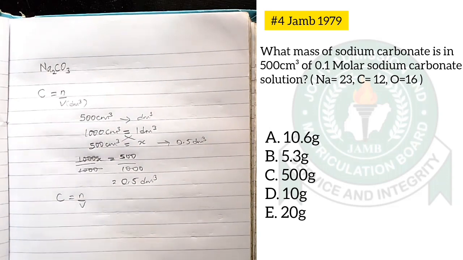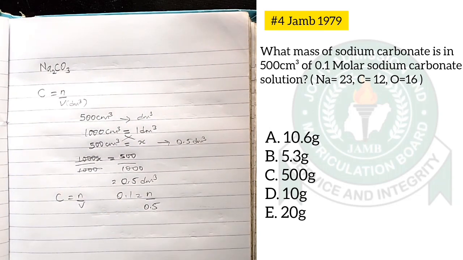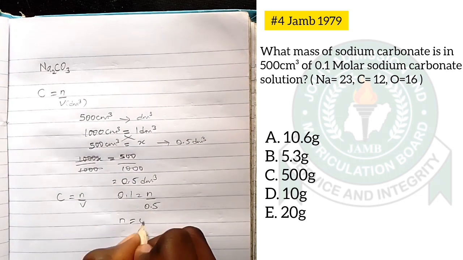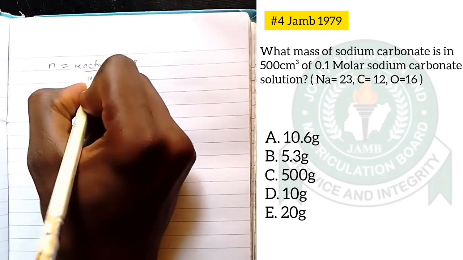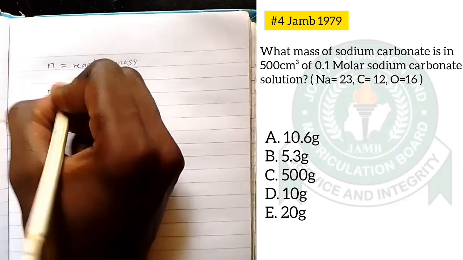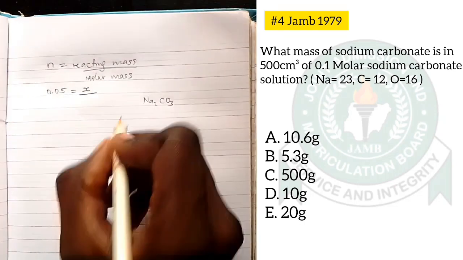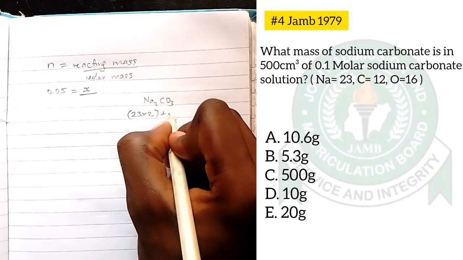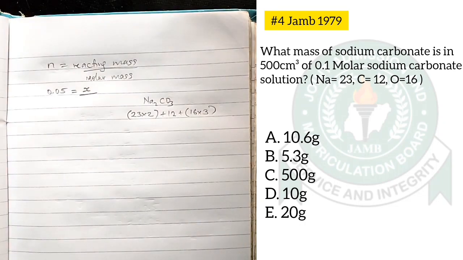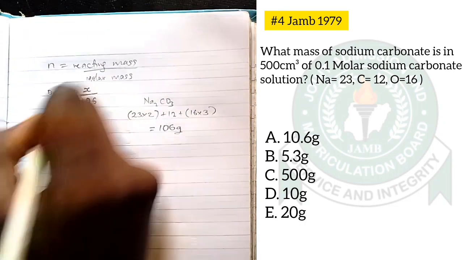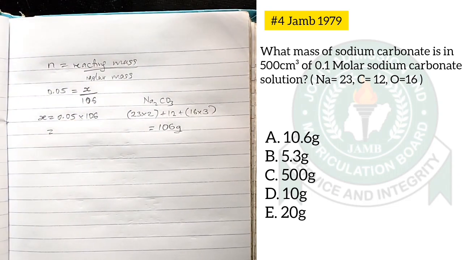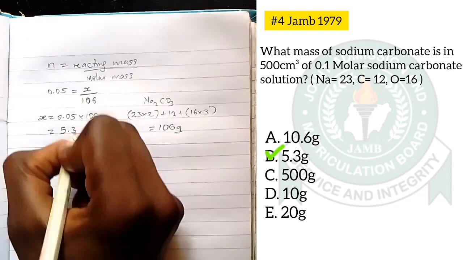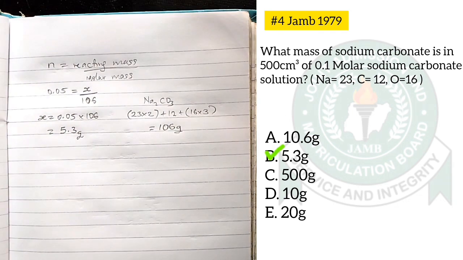So we write out the formula and then we say 0.1 molar concentration equals n over 0.5. So now we have calculated the mole. From the mole, we can now find the mass, which is reacting mass over molar mass. So 0.005 mole is X over the molar mass. Now we have to get the molar mass. So we are calculating the relative molecular mass of sodium carbonate, which is 106. So we find out what X is, and that will be the mass of this compound in the reaction.